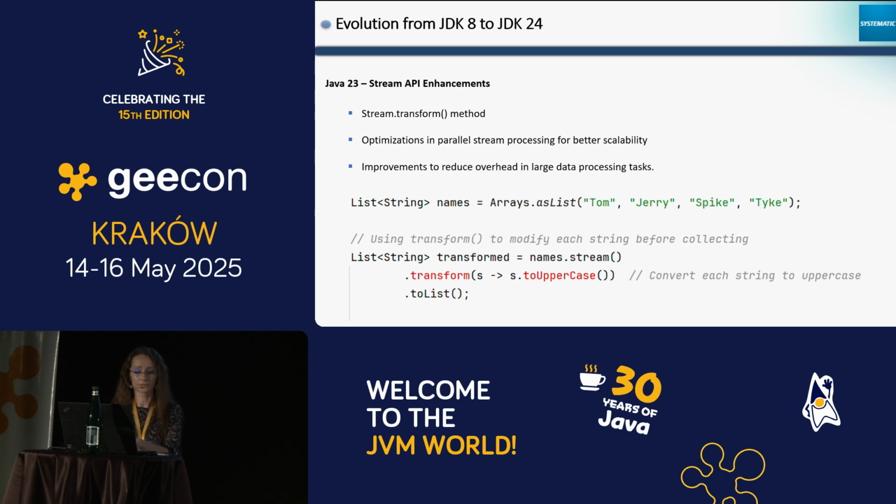And this, I think, demonstrates how this method allows us to easily apply a function to each of the elements in the stream. And in addition to the transform method, parallel stream processing has also received important improvements in Java 23. Those improvements are mostly related to how the JVM can now more efficiently distribute the work across multiple threads. So this is something internal, but it's an improvement in terms of performance.